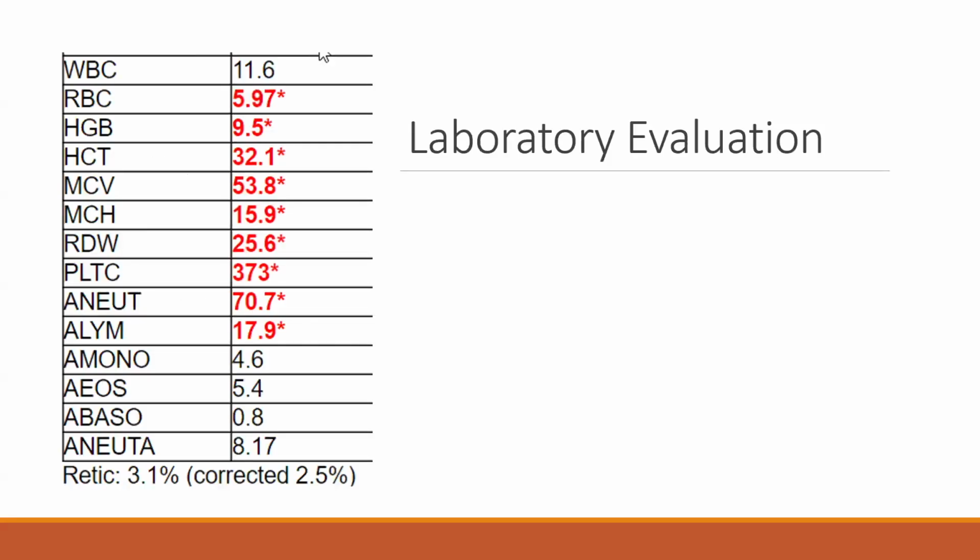So on his labs, white count was normal, platelet count was normal. He had a microcytic anemia. His hemoglobin was 9.5 with an MCV of about 54. Elevated RBC count, almost 6. And a corrected reticulocyte count within essentially the normal range. So he didn't appear to be actively hemolyzing. So corrected of 2.5.